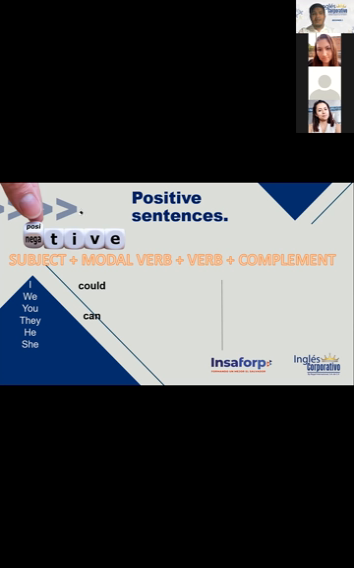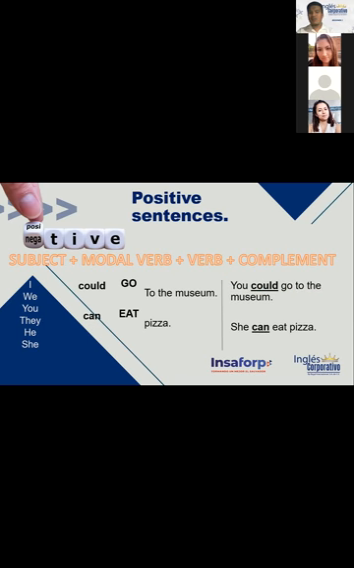So as I was saying, we have to follow this structure. Subject, I do with the he, she, it, modal verb, in this case, could and can, that are going to be the ones that we are going to be focused on today. And then we have the main verb. For example, we have go and eat. And after that, we have a complement. So as examples, we will have some sentences like this. You could go to the museum. She can eat pizza. So this is the structure or the formula that you need to follow when you want to create positive sentences.